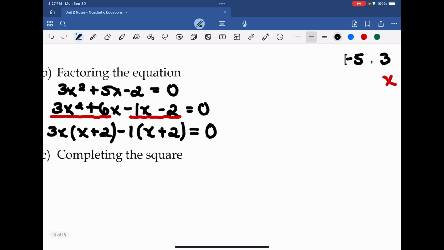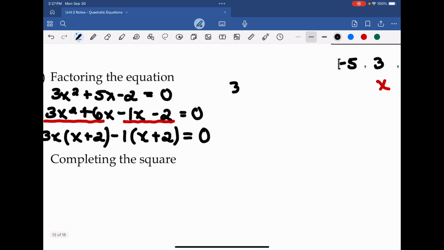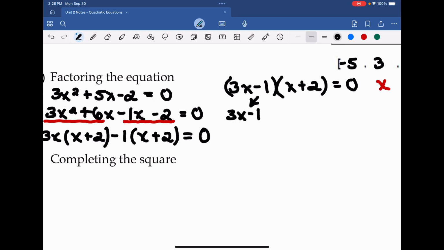All right, now I'm going to pair together my outside terms. So it's going to be 3x minus 1 in one bracket, and then I'm going to take one of those common binomials, x plus 2, and set this all equal to 0. Now, we know from our previous lessons, at this point, we're going to take our different factors and separate them, both being equal to 0. So x plus 2 equals 0, and 3x minus 1 equals 0.